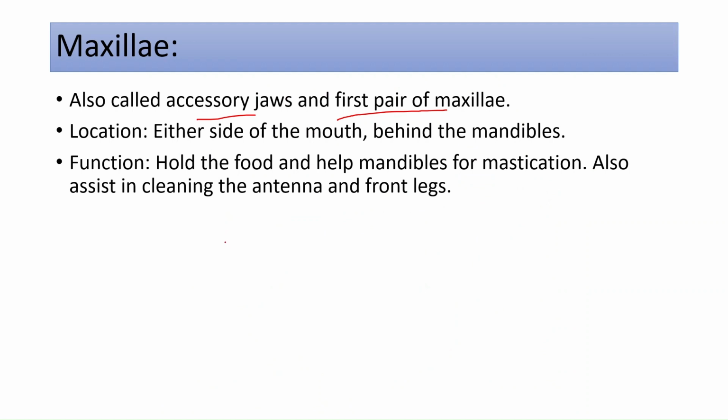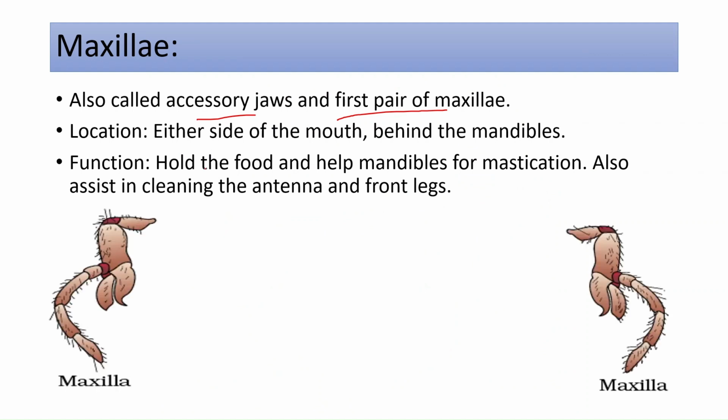The function of the maxilla. See, the maxilla is going to hold the food and help the mandible for mastication. Accessory jaw means it is going to help the main jaw. So it is going to help the mandible for mastication and also it will help in cleaning the antenna and front legs. Okay, so it will help the mandible and it will also help in cleaning the antenna and the front legs.